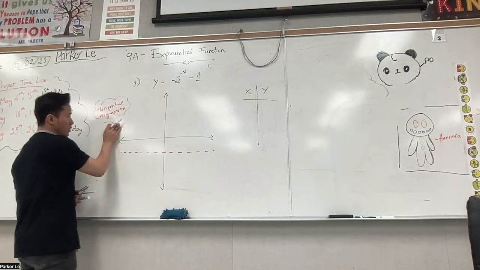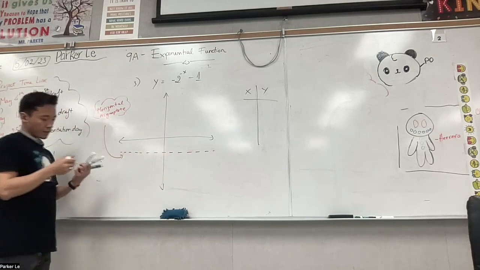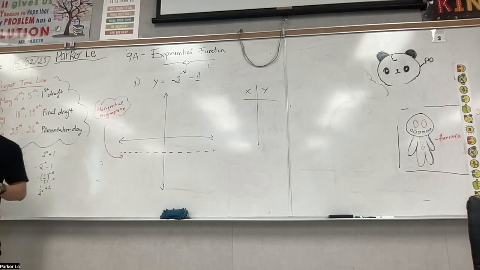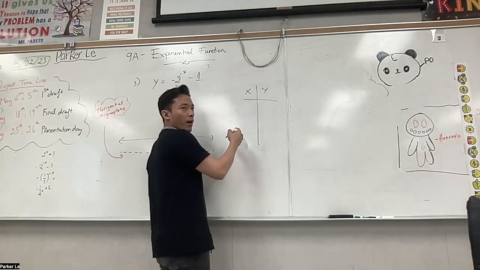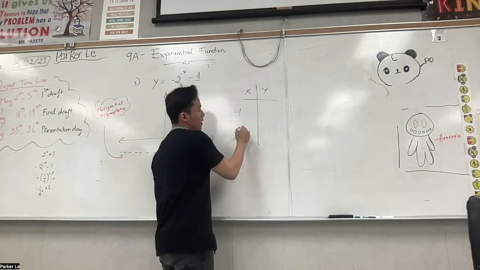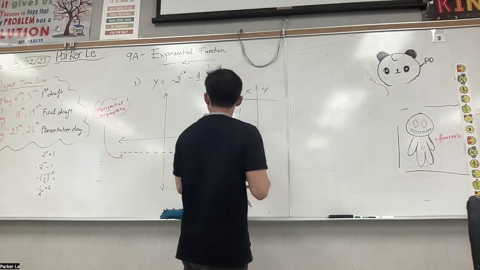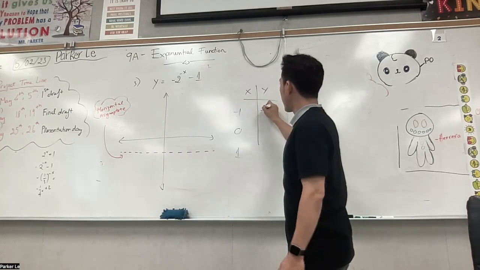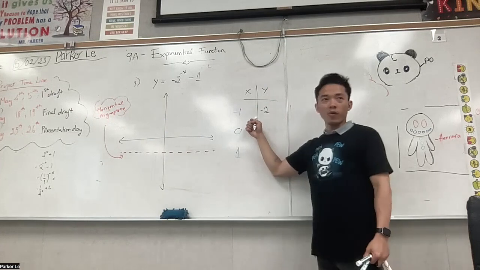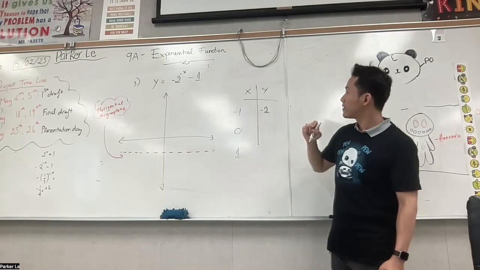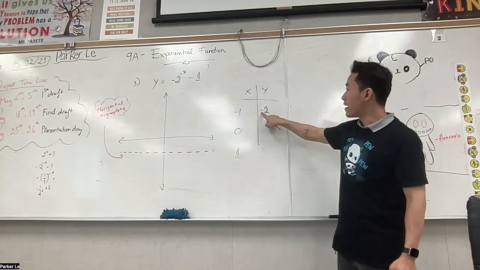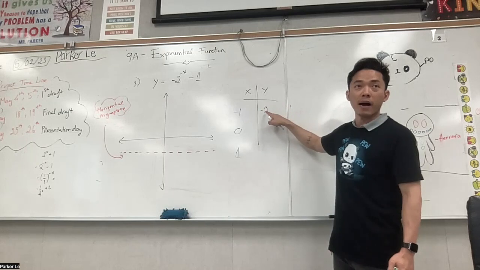So this is the horizontal asymptote, right? What point are we going to choose? Awesome. All right, plug it in. -2. Be careful. How many negatives are there? Two. Three. Right, three. Where did you get three? On the power. On the power.